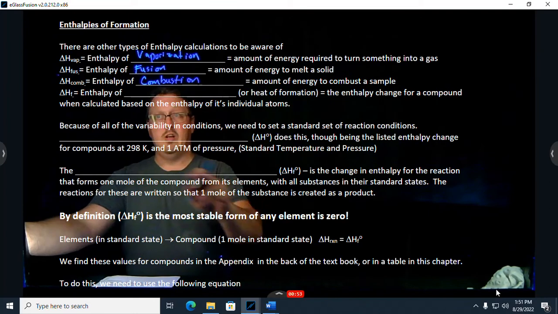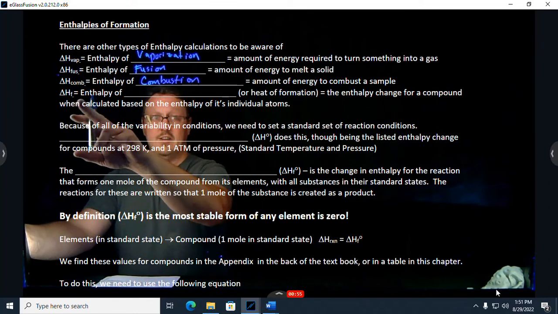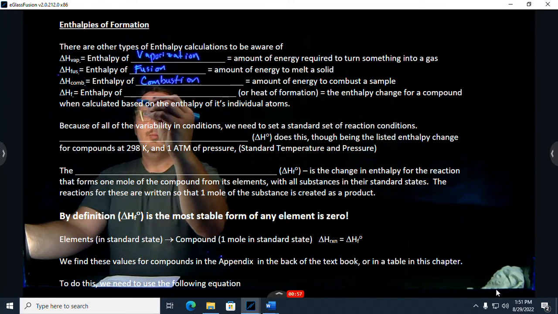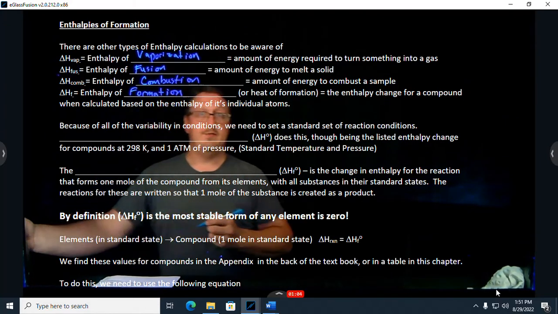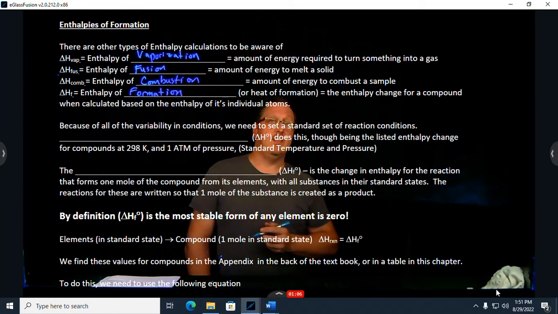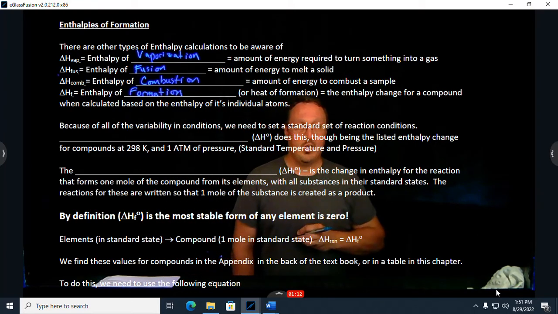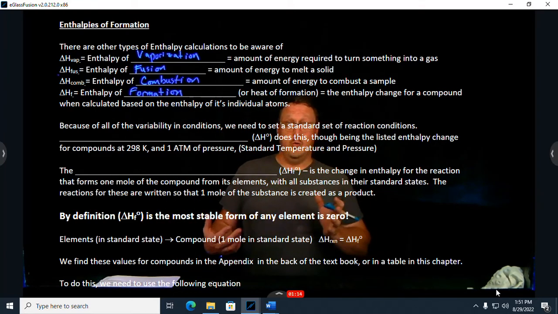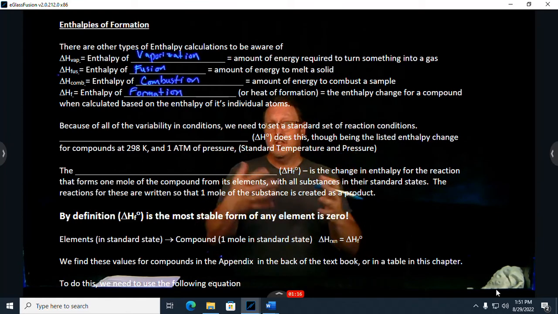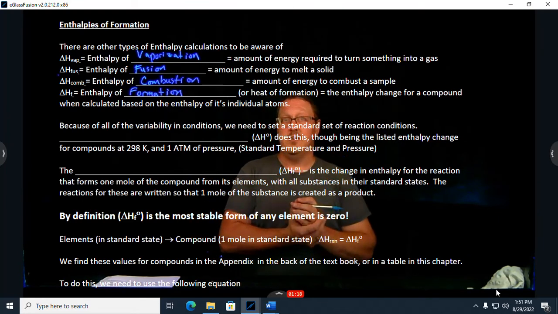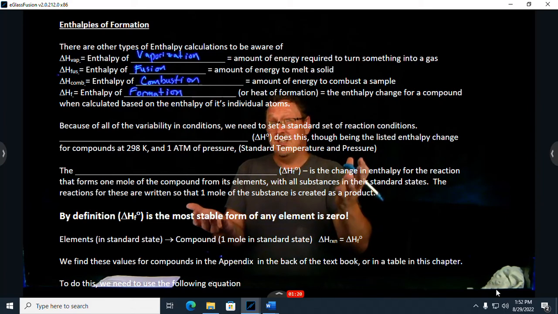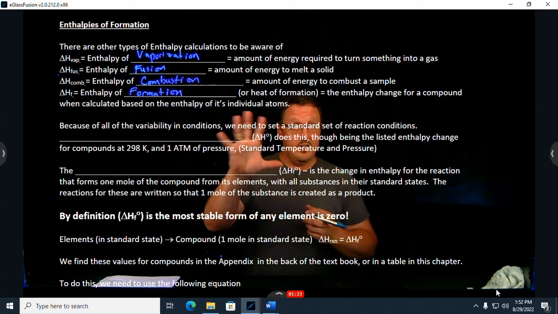Another one that we would look at would be the delta HF, which is the enthalpy of formation, and that's what we're looking at right now. The delta H of formation, or the heat of formation, is the enthalpy change for a compound when calculated based on the enthalpy of its individual atoms. We can look these up for elemental standards in an appendix in the back of your book, and we can add these pieces up.